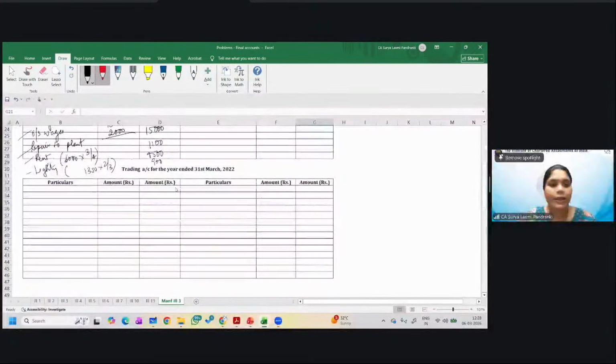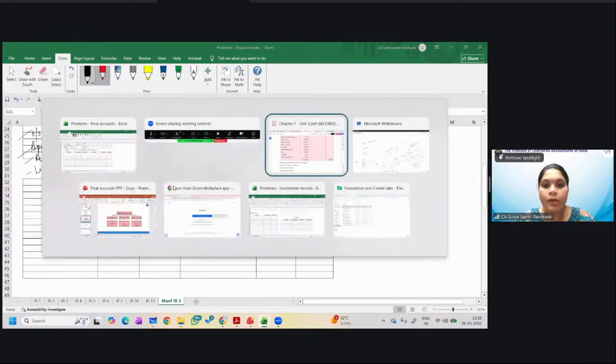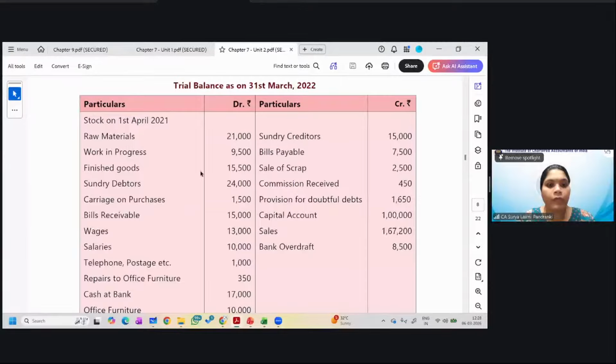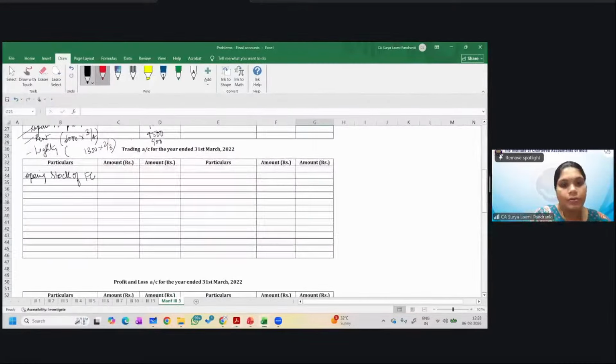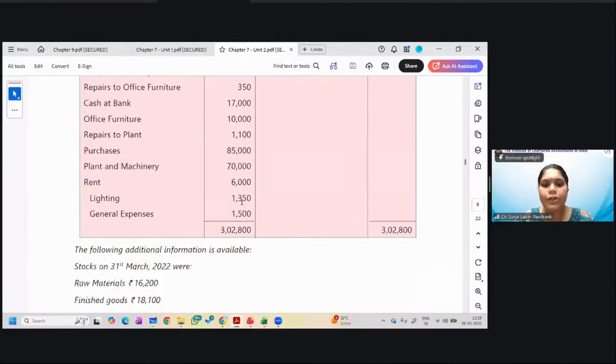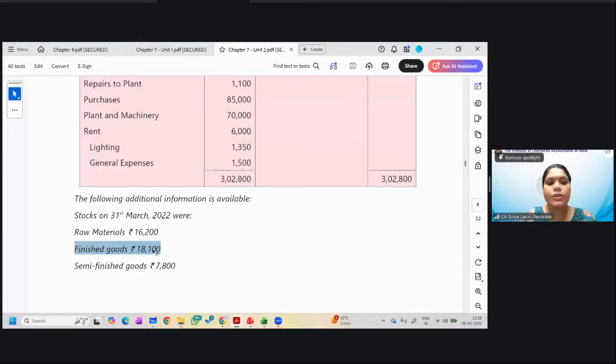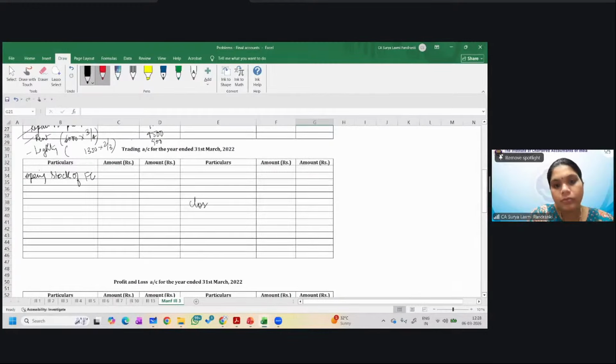Now, you will start here the trading account with what? You will have to have opening stock of what? Finished goods. What is the opening stock of finished goods we have? I'll go back to the question. Finished goods opening stock is 15,500. Can you all see 15,500? Yes. Okay. Now, what is the closing stock of finished goods? It is given below. Finished goods closing stock is 18,100. Okay, these two are clear. Opening stock of finished goods and closing stock of finished goods.